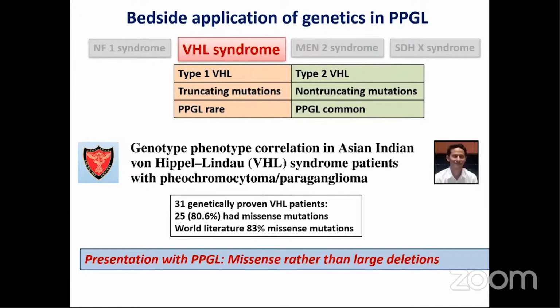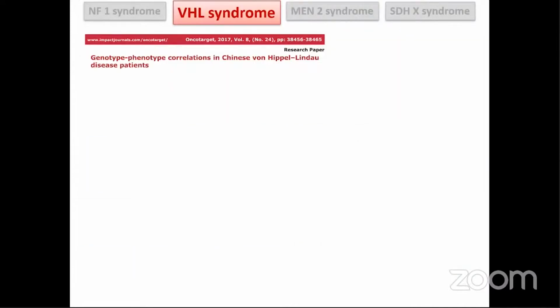In fact, when we analyzed our patients and the whole literature on large deletions in VHL, the prevalence of PPGL was very low, less than 5%. And most of the time, they were unilateral and never bilateral, unlike missense mutation patients, who typically present with bilateral PCC.